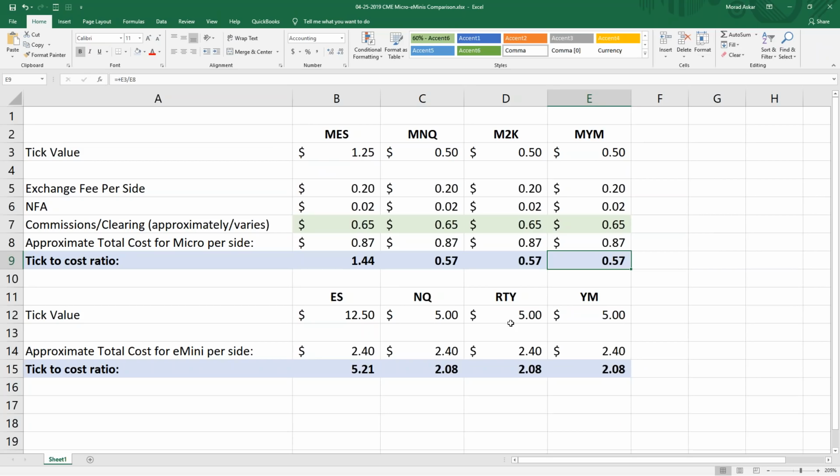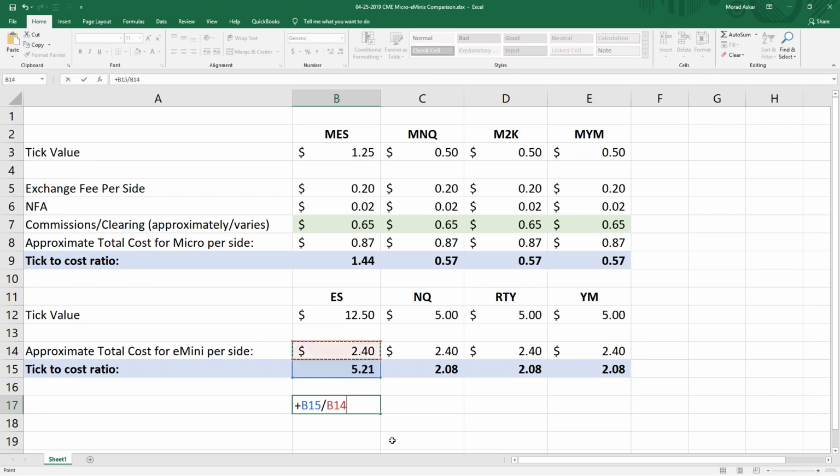Now let's compare that to what we would typically see in the S&P minis. The S&P minis, $12.50 per tick, and generally it's $2.40 per side in cost, giving us a tick to cost ratio of 5.21. So here we are. We're going to now go up in arms and pull our pitchforks, and we are going to fight and argue that this is a ripoff. On a tick basis, it costs 3 times as much to trade the micros. Okay, and it's okay that that's the case because of the purpose of these micros.